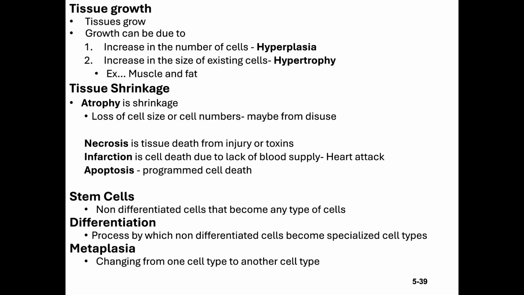And this process of changing from one type of cell to another type of cell is called metaplasia. So if a person is a smoker, all your cells which are squamous cells can change due to the effect of smoke. So that is metaplasia. The change of one type of cell to another type is metaplasia.